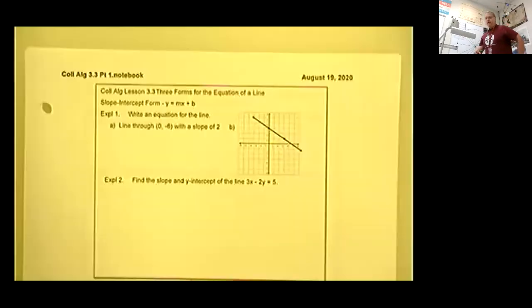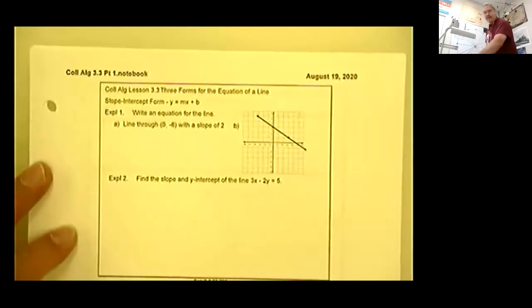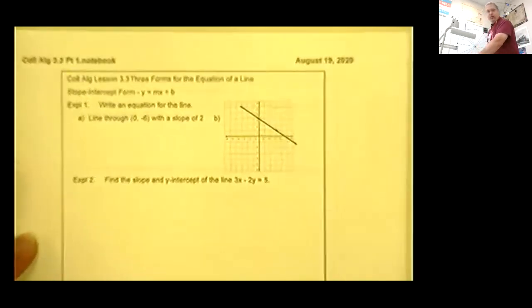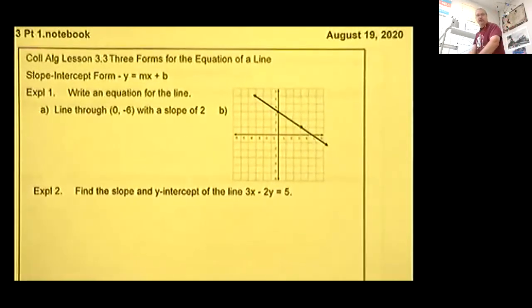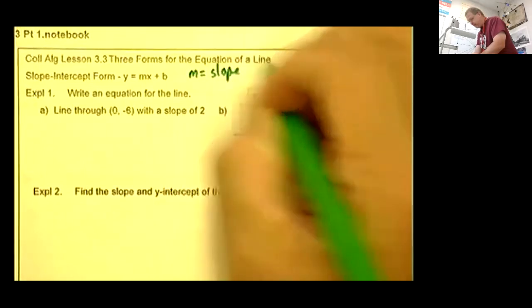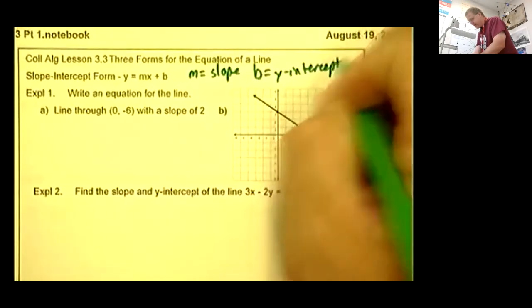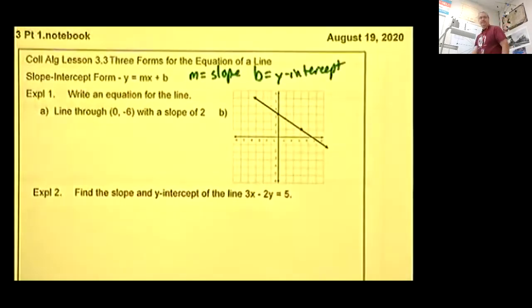In yesterday's video, we looked at taking an equation and graphing it. So today we're looking at the reverse. Given a graph, how do we write the equation? We're going to look at three forms for the equation of a line. The first is good old slope-intercept, y equals mx plus b. Recall where m is the slope and b is the y-intercept. Now we're always going to write that so that the x term is first, so that the number comes behind.